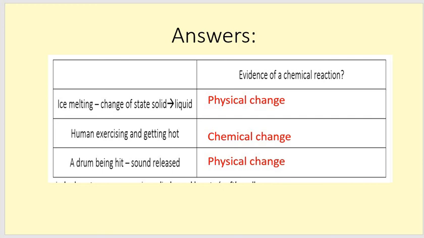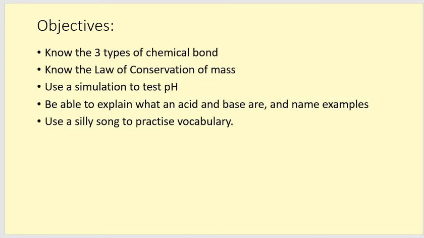Let's have a look at our objectives now. There are five objectives here, but they're not too tricky. You've got revising the three types of chemical bond, knowing the law of conservation of mass, using a simulation to test pH, or you can do the practical if you prefer, and being able to explain what an acid and a base are and name some examples. You need to know those. If you're naming them, you need to know them, not just through this lesson, but going forward.